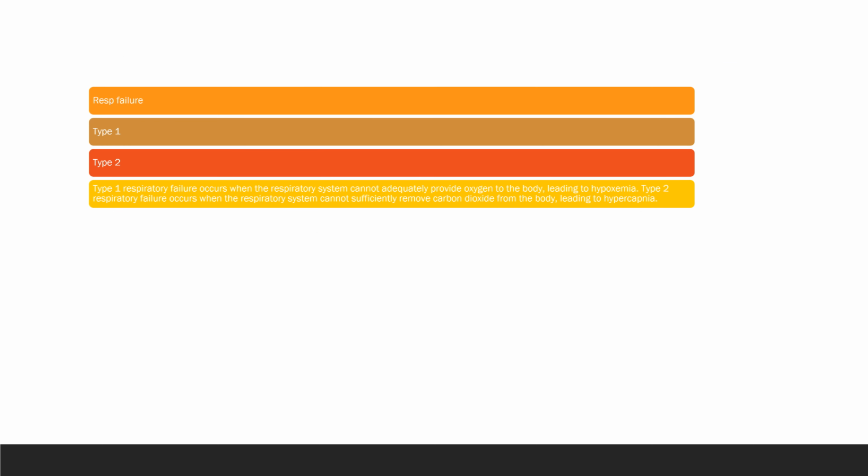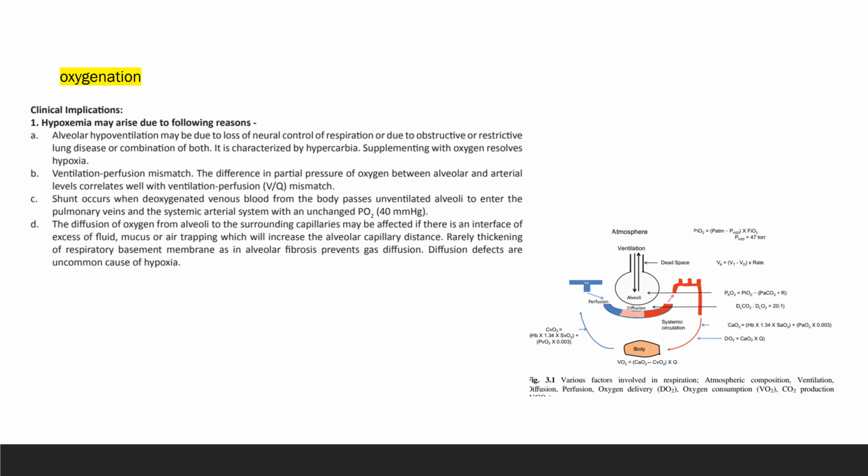So the first point to ponder was respiratory failure. There are two kinds of respiratory failures, type 1 and type 2. Type 1 respiratory failure means hypoxia, type 2 respiratory failure means hypercarbia. The second point that we were going to discuss is oxygenation. So oxygenation failure essentially will cause hypoxemia. There can be various causes behind this hypoxemia.